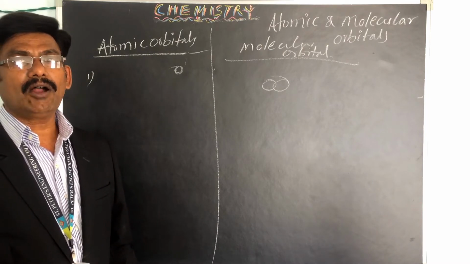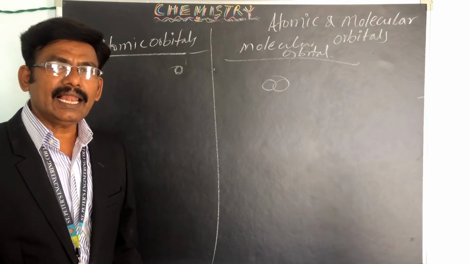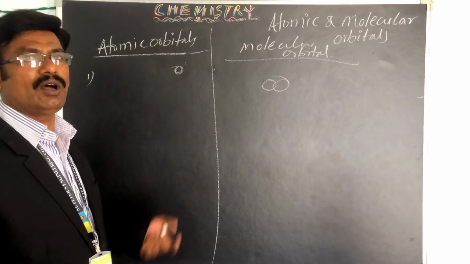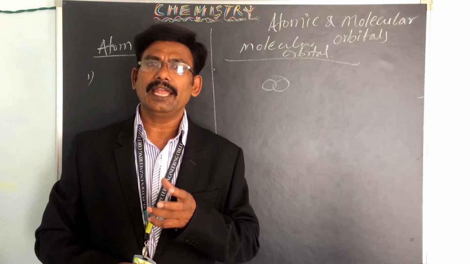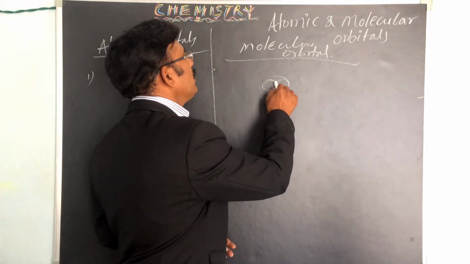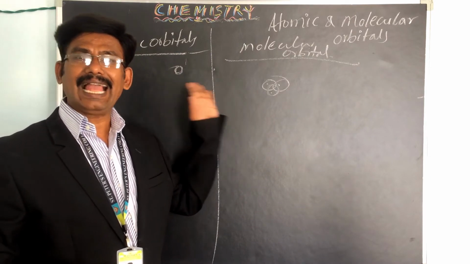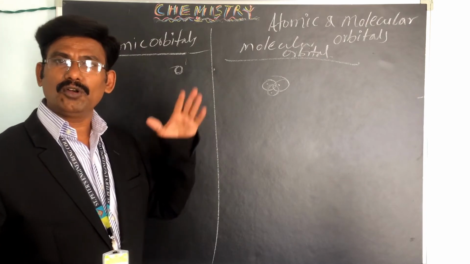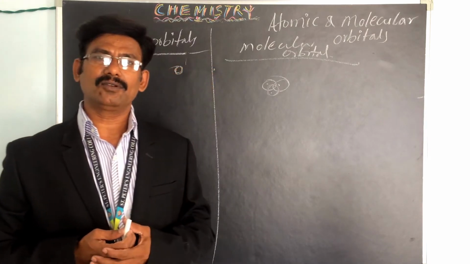And the third difference: a single nucleus affects the electron cloud here, because only one atom is there. In molecular orbitals, two or more nuclei affect the electron cloud. Here the single nucleus affects the electron cloud, but there two or more nuclei affect the electron cloud.